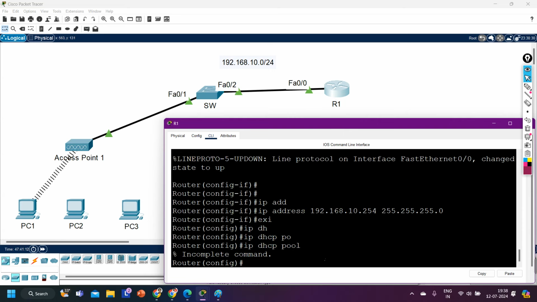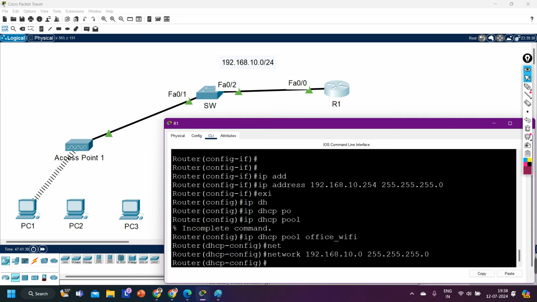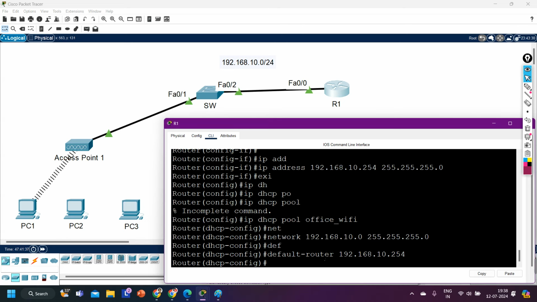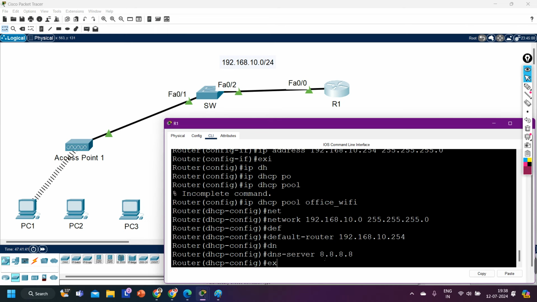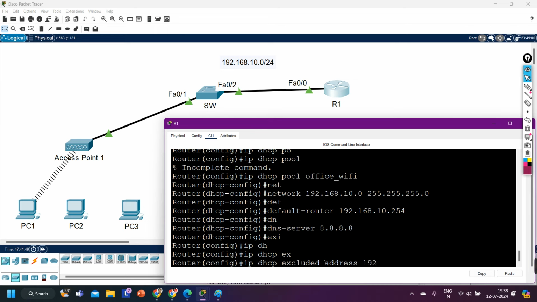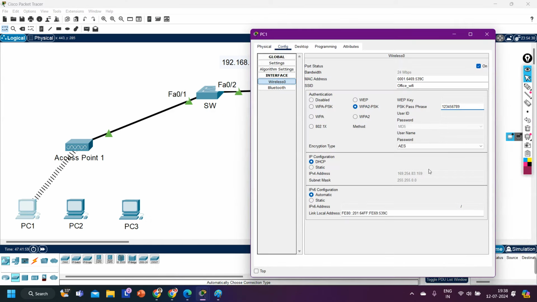Now say ip dhcp pool, and the name of the pool, let's say office underscore Wi-Fi, right? And now say network 192.168.10.0, subnet mask 255.255.255.0, then default router 192.168.10.254. I can define the DNS server IP address also, let's say 8.8.8.8. And now I need to exclude the IP address which I have configured on the router. So say ip dhcp excluded-address 192.168.10.254. Now this client machine can get an IP address from the DHCP server. So please click on this PC and see this machine still has an IP address from APIPA. So let me turn it off and let me turn it on again.